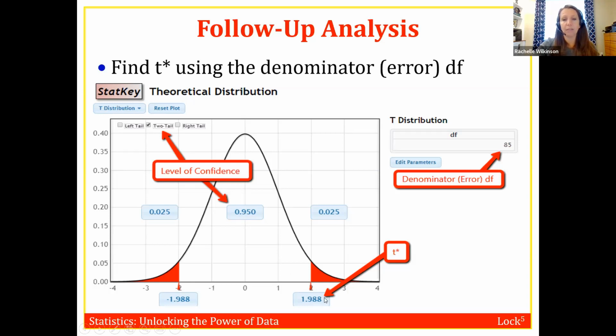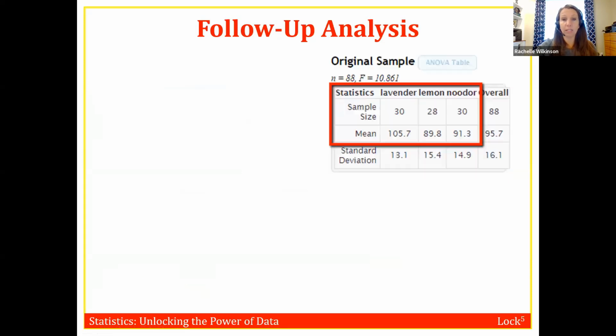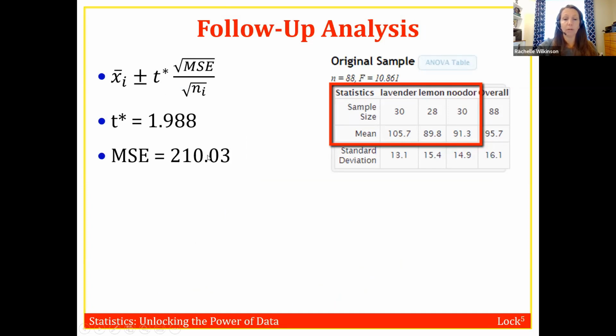So put 95 there, and then our T star value is going to be down here at the bottom, the 1.988. And remember that we're using that denominator degrees of freedom as our degrees of freedom to get our T star value. So once I've done all those things, then I'm ready to start using my formula. Remember, I got that MSE from the ANOVA table. I got my T star using that error degrees of freedom. And so now I just need the mean and the sample size for each individual group. So I'm going to construct a confidence interval separately for each group. I'm starting with lavender.